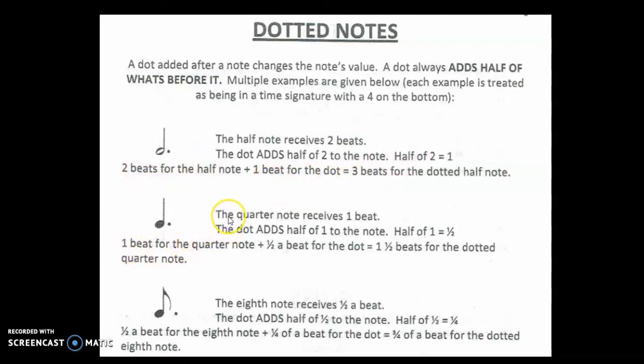It gets a little trickier. The quarter note receives 1 beat. Half of 1 is half. So 1 beat for the quarter note plus half a beat for the dot equals 1.5 beats for the dotted quarter note.